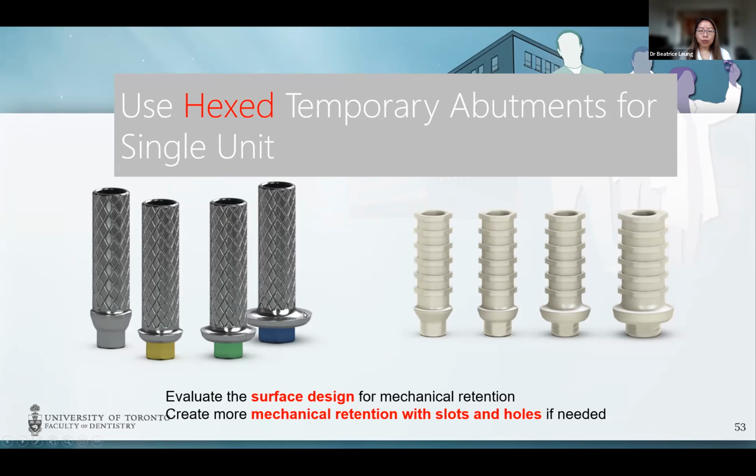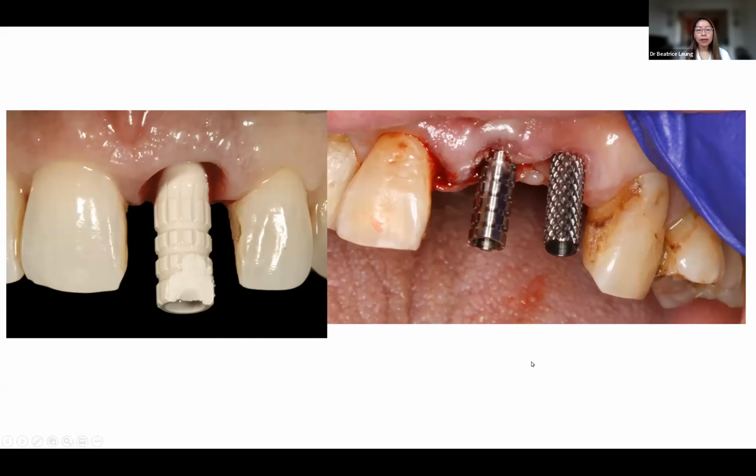So I learned that just because it was made as a temporary doesn't mean it has the right surface characterization for mechanical retention. So oftentimes I will go back and just drill into these surfaces and make holes to create more mechanical slots and holes. Okay, so these are just samples that I'm showing you.